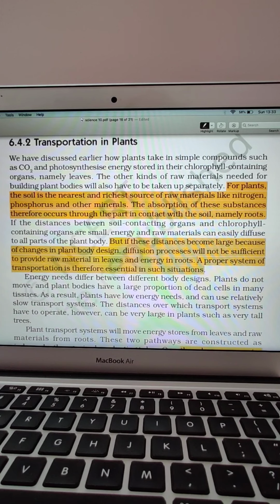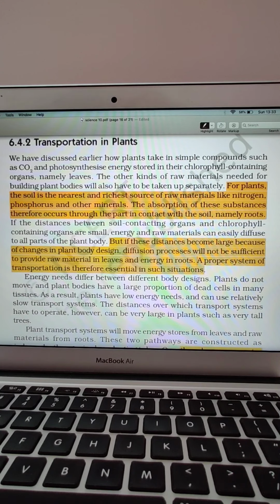You all also know that plants do not move from one place to another, and a large number of the cells present in plants are dead cells. So plants have low energy and need a slow transport system. In order to survive, the plant needs water, minerals, soil and raw materials like, what? CO2. These requirements of the plants are fulfilled by different transport systems.